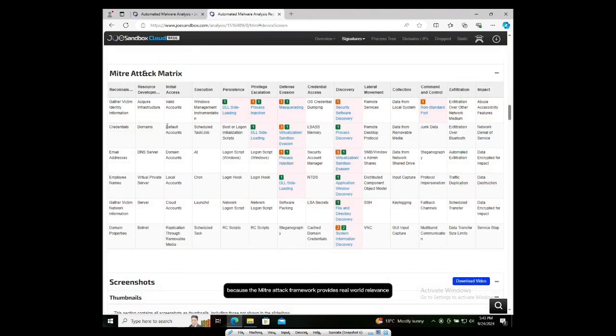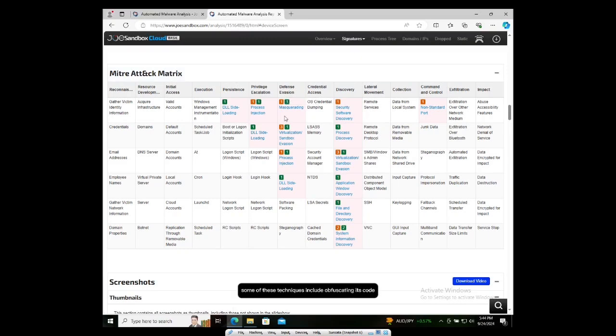Because the MITRE ATT&CK framework provides real-world relevance in that it is based on actual attacks, it helps enhance understanding of malware by providing a structured and detailed approach to analyzing adversary behavior, making it an invaluable source for cybersecurity professionals. Some techniques that this sample was able to match against the MITRE ATT&CK framework include defense evasion.